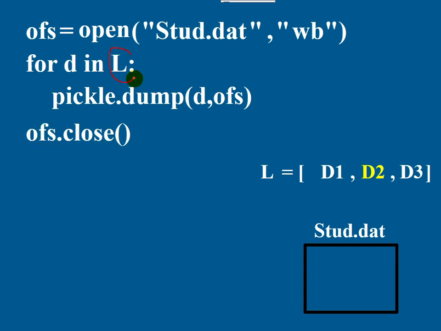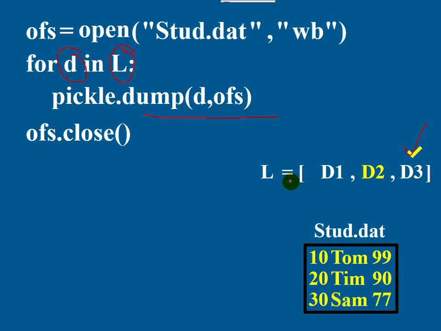So the first element of L, that is D1, will appear in variable D and pickle.dump(D, OFS). So D1 is written to this file. Again, the next element of L, which is D2, will appear in variable D and that is written to this file. So now the file contains modified marks. The last element of L, which is D3, will appear in variable D and that is written to the file.